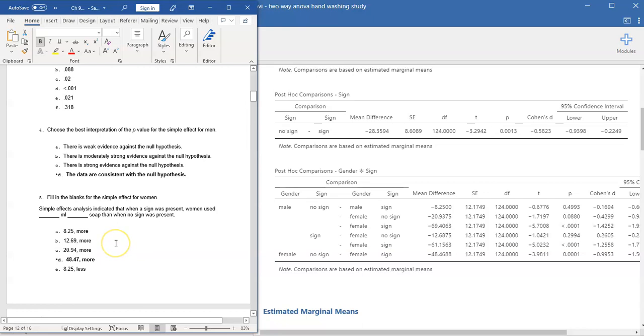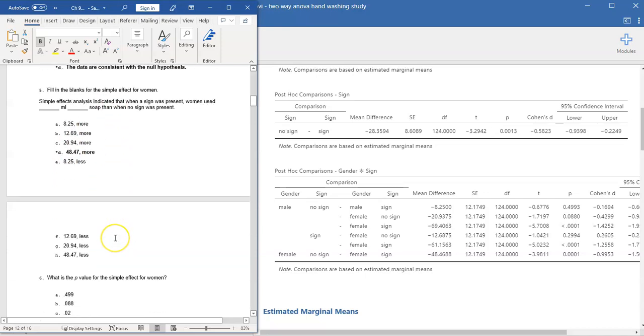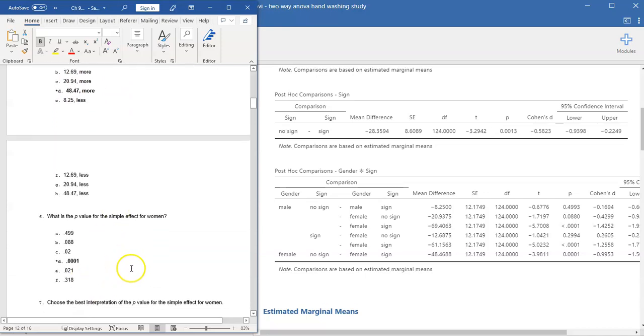Next one, we want to do the same thing for females. And so we come down to this post hoc comparison table again. We have female no sign, female sign. We see that when the sign was present, they used 48 milliliters more soap. And that difference is definitely compelling looking at this p-value. So that's how you fill out 5 and 6.